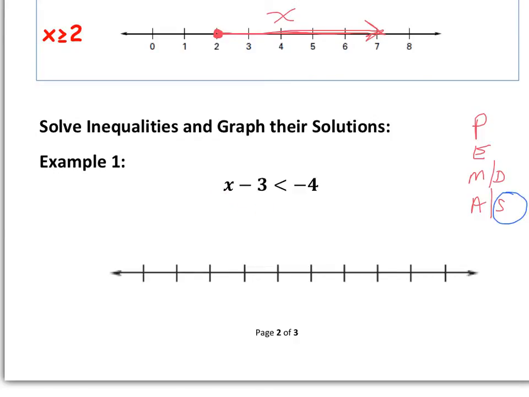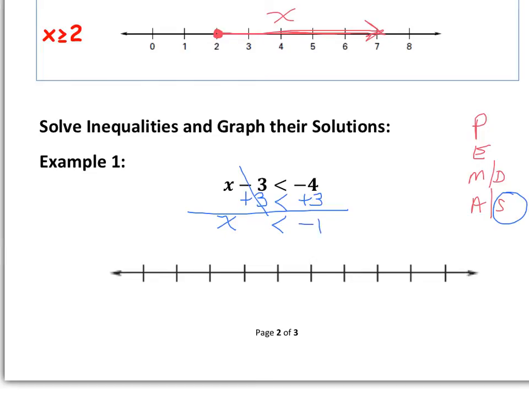So that's at the bottom level. We undo subtract 3 with addition. And instead of bringing down the equal sign, we're bringing down the less than symbol. And we have to add 3 to the other side. So x comes down, opposites reduce out to 0. And we have negative 4 plus 3, that is a negative 1.